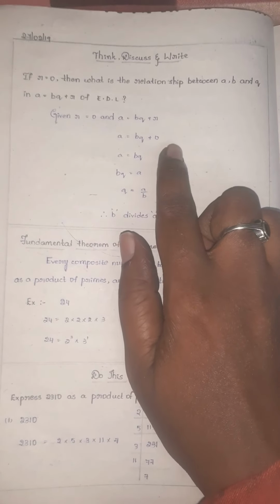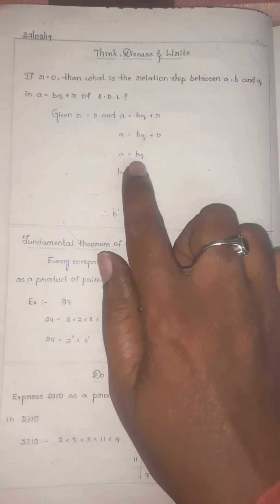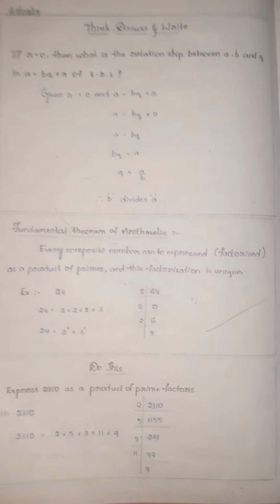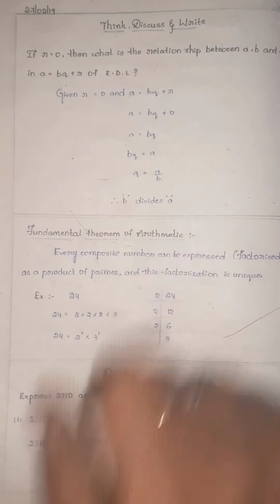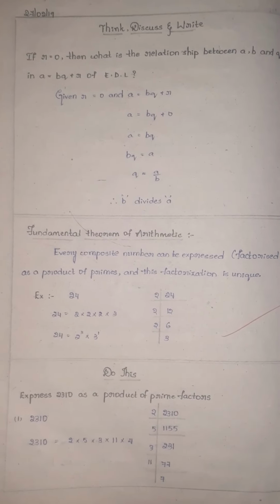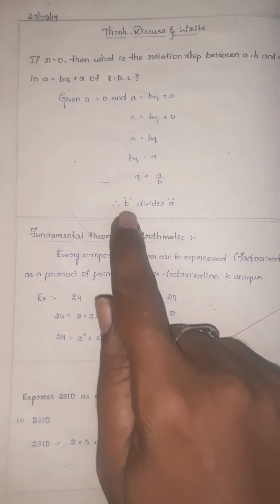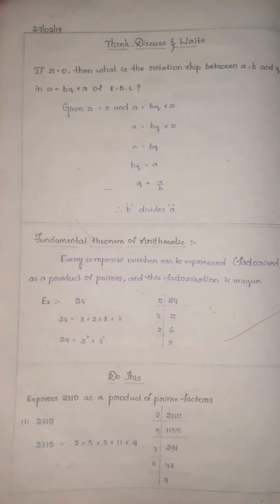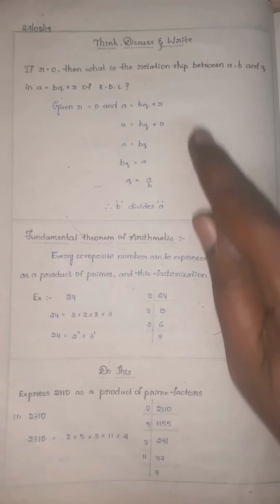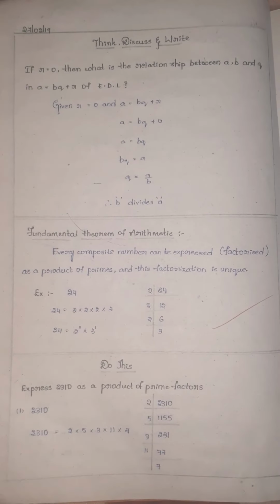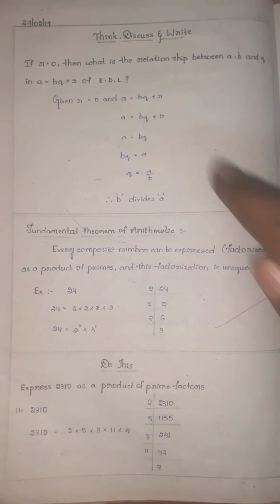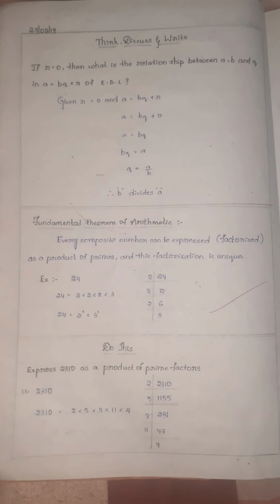a is equal to bq plus 0. So bq plus 0 is how much? bq. Therefore bq is equal to a. So q is equal to how much? Send this b to that side. Multiplication will become division. So a by b. So it means b divides a. So that is the relation you are getting. This type of problems are very important for 1 mark questions in your 10th class board examinations. 1 mark questions are very important.